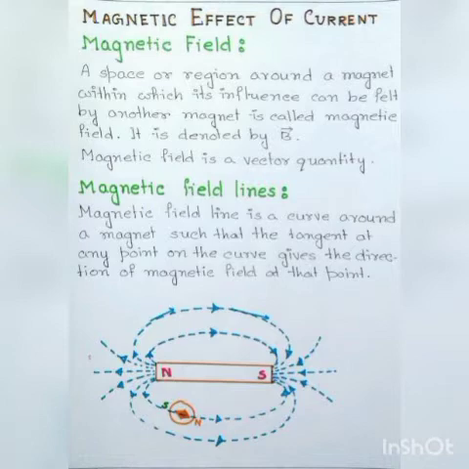Next we will discuss about magnetic field lines. Magnetic field line is a curve around a magnet such that the tangent at any point on the curve gives the direction of magnetic field at that point. And the direction of the magnetic field at any particular place is the direction in which the north pole of a magnetic compass needle points if placed at that point. And the strength of the magnetic field is shown by how much close these lines are to each other.